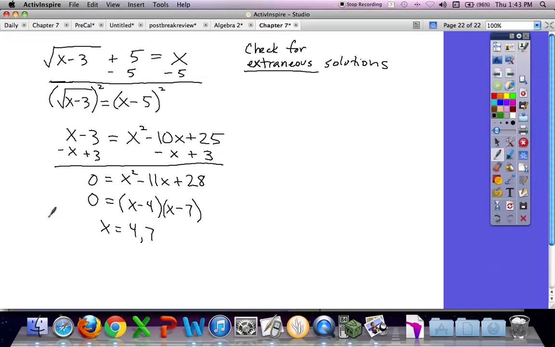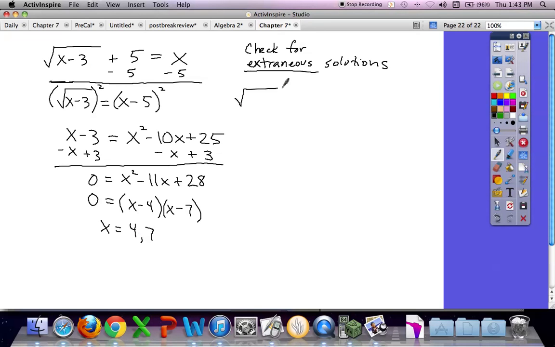Okay, now we go to our check for extraneous solutions. Okay, we need to check our answers in the original equation. If we substitute and it does not lead to a true statement, then we will call that extraneous. It means that it's not actually a solution, but we won't know until we check. So let's start with 4.